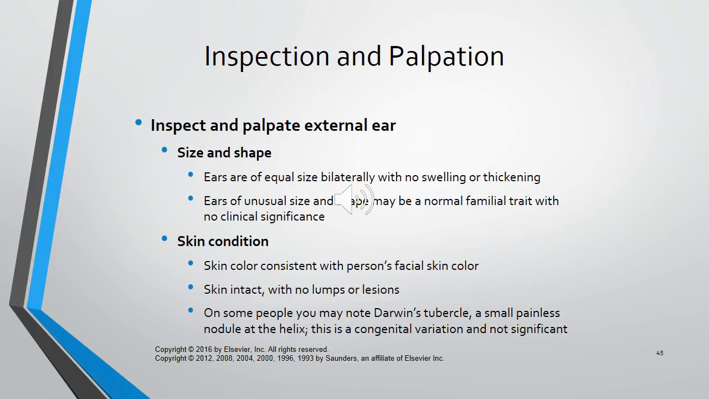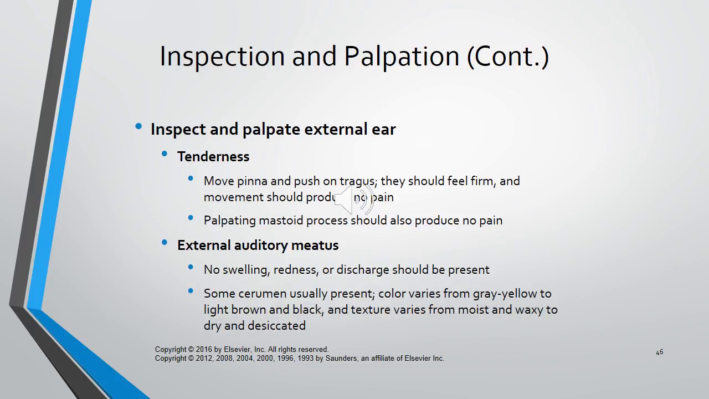You might notice that some people have what's called Darwin's tubercle, which is a small, painless nodule at the helix. This is common and it's not significant. You want to assess for tenderness, so move the pinna, push on the tragus of the ear. They should feel firm. Those movements should not produce any pain in your client. And then you also want to palpate the mastoid process, which also should produce no pain in your client.